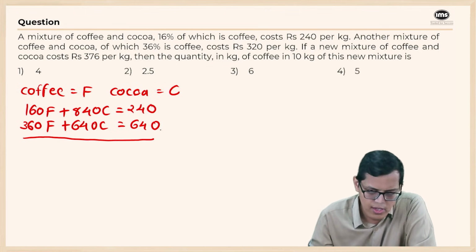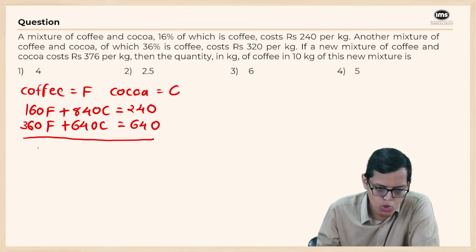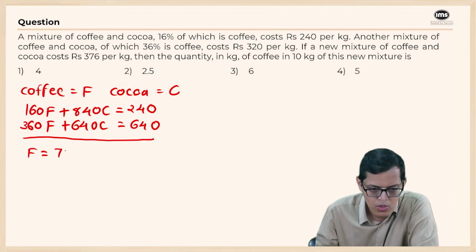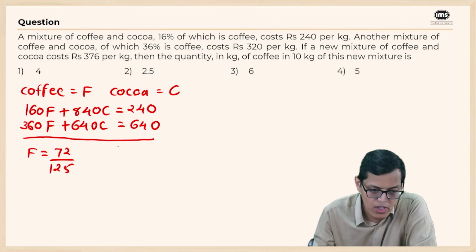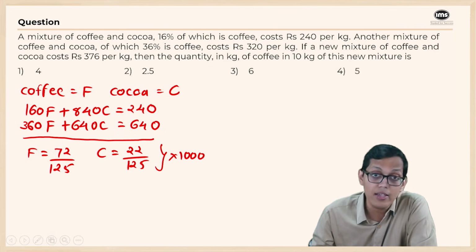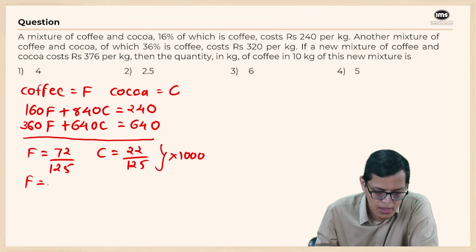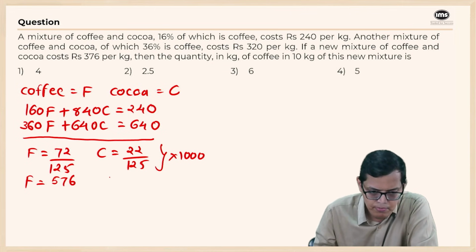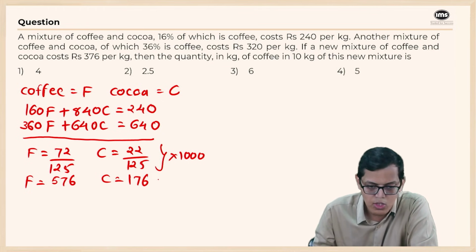The final answer that you will get after a few seconds should be F is equal to 72 divided by 125. That's the cost of 1 gram of coffee, and C is going to be 22 by 125. These are per gram cost. So I'll multiply both of them by 1000 to get the per kg cost. So that should be 576 rupees per kg and 176 rupees per kg finally.